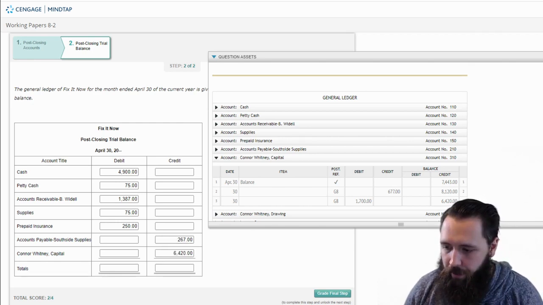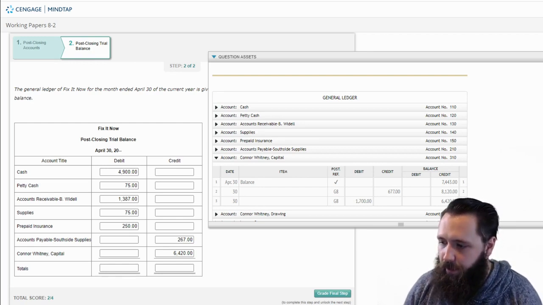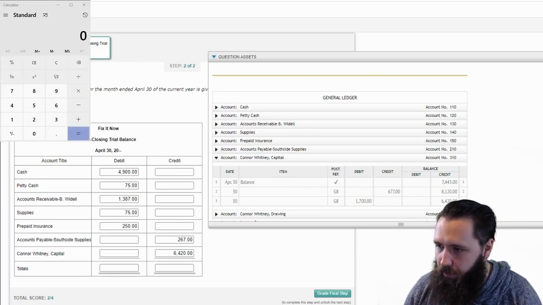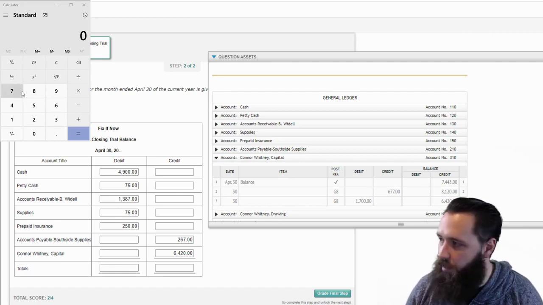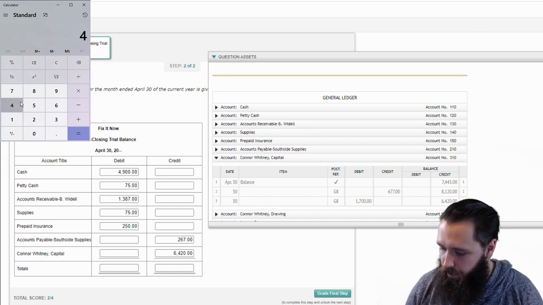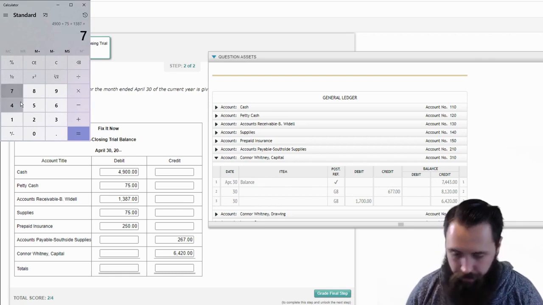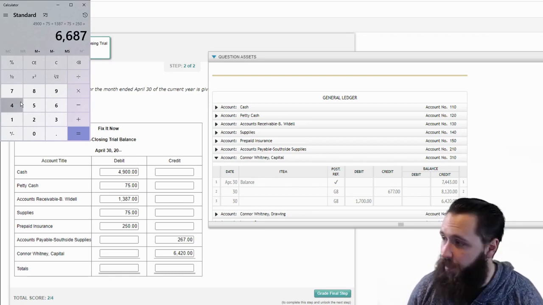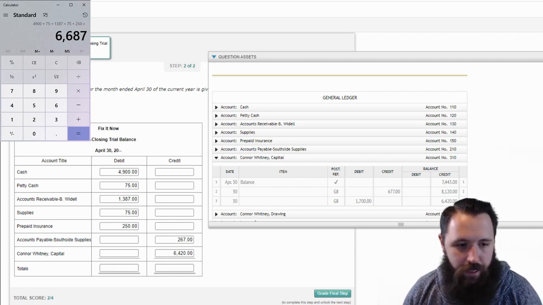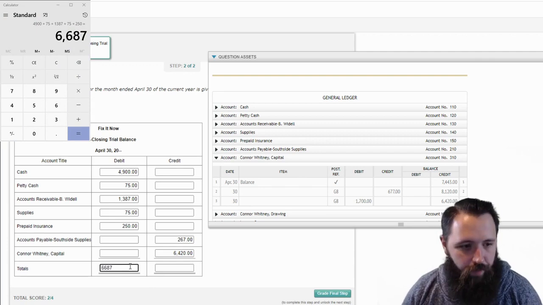So let's go ahead and add up our debit side and our credit side and see what we have here. I'll add on a little calculator. 4,900 plus 75 plus 1387 plus 75 plus 250. We're going to have 6687. Okay, so 6687. Let's write that in our total.